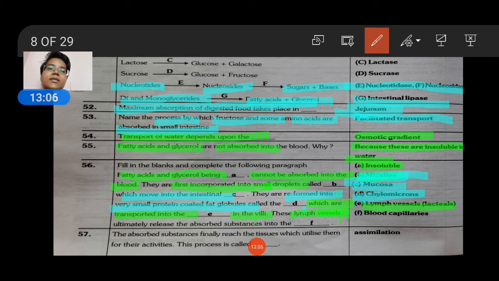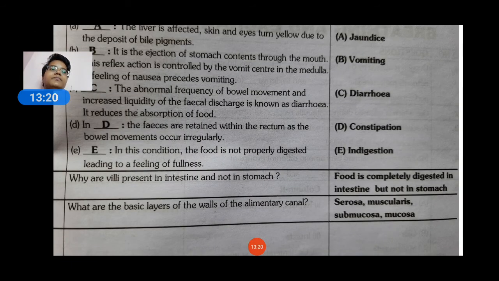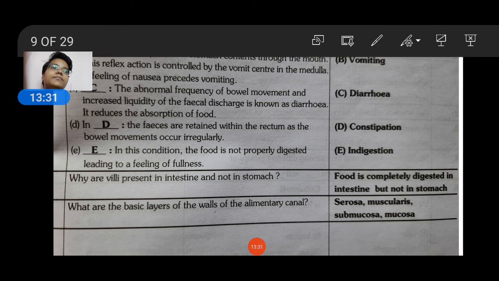The lymph vessels ultimately release the absorbed substances into blood capillaries. The absorbed substances finally reach the tissues which utilize them for their activities. The process is called assimilation. If the liver is affected, the skin and eyes turn yellow due to the deposition of bile pigments. It's the symptom of jaundice.